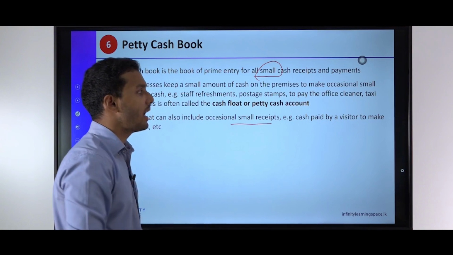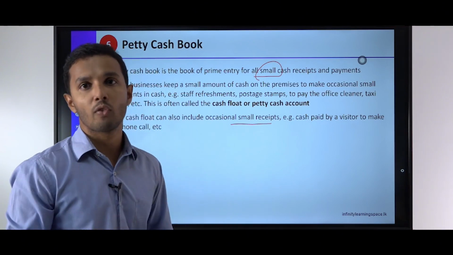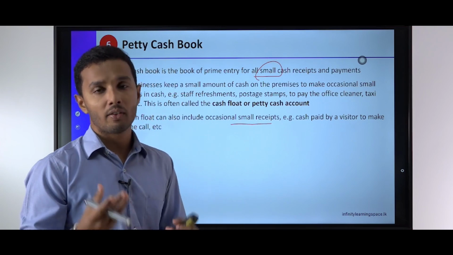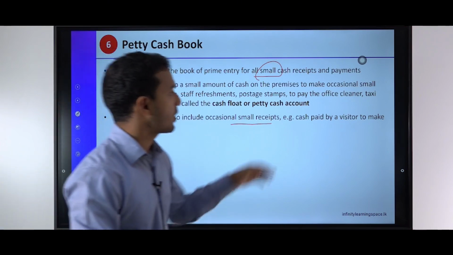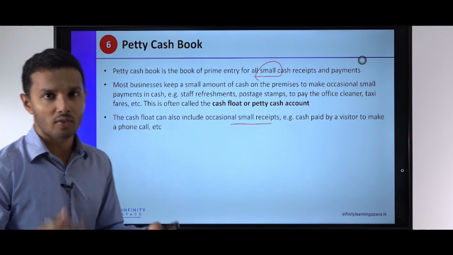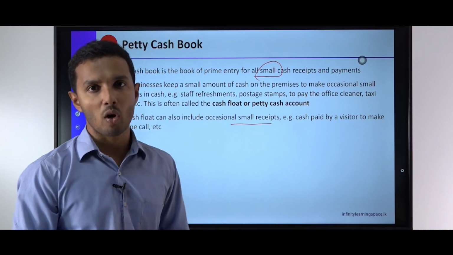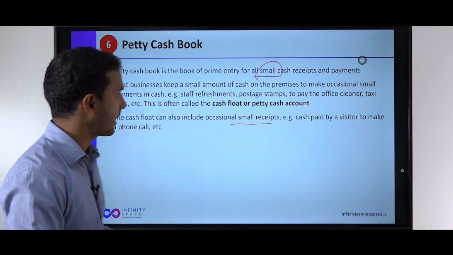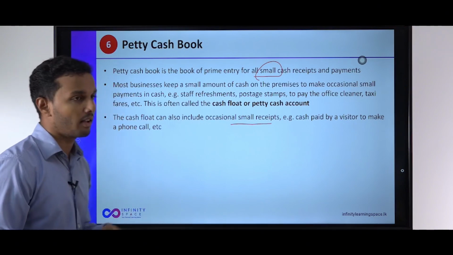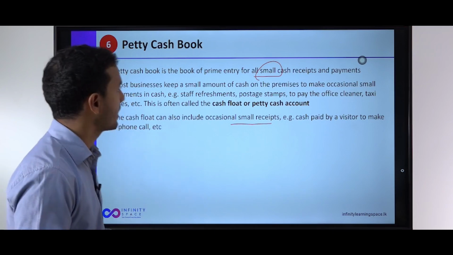For example, if we let a visitor or a client use our telephone, we can charge the client or the visitor a fee for using the telephone. So cash paid by a visitor to make a phone call, that will be a very small amount. So if someone uses the office telephone, we can charge him, let's say 100 rupees. That's a very small amount of money, right? Okay, so the petty cash book records both cash payments as well as cash receipts.